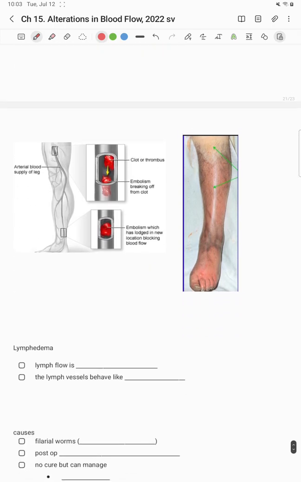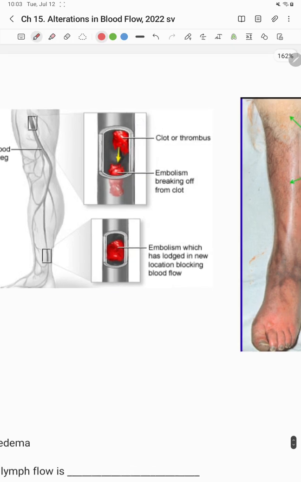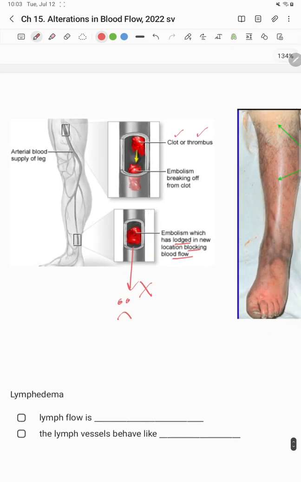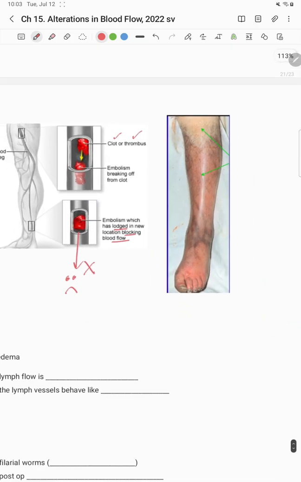Okay, here's an example of that. Where you have the clot or the thrombus that will get stuck and block blood flow. So from that point on, there is nothing, and tissue can start to die. Here's an example of what a person's limb can look like when experiencing acute arterial occlusion.